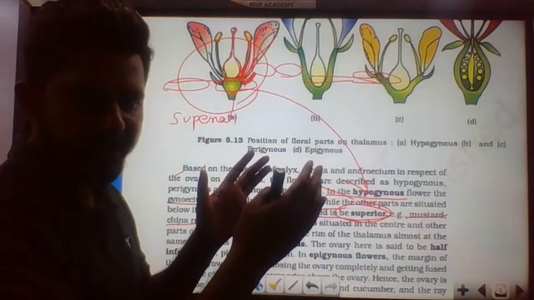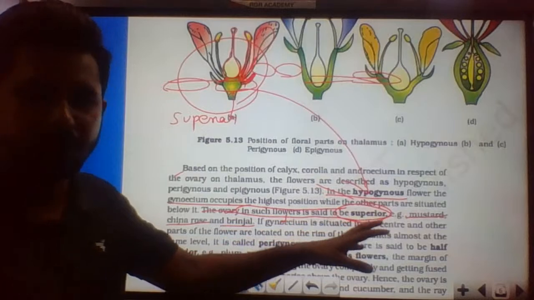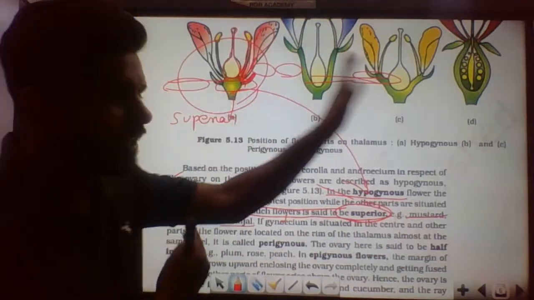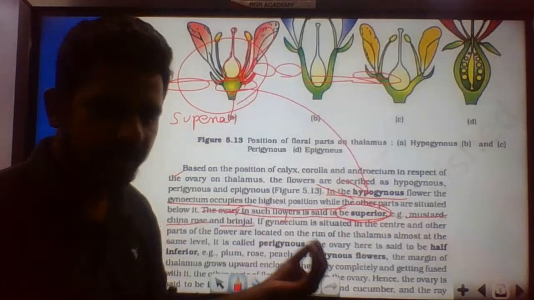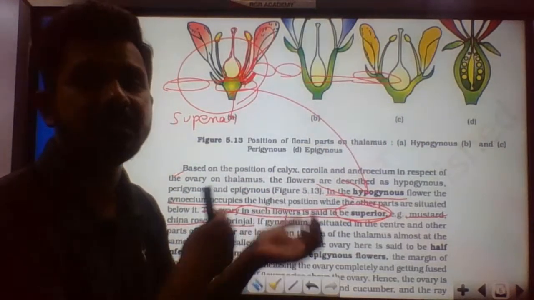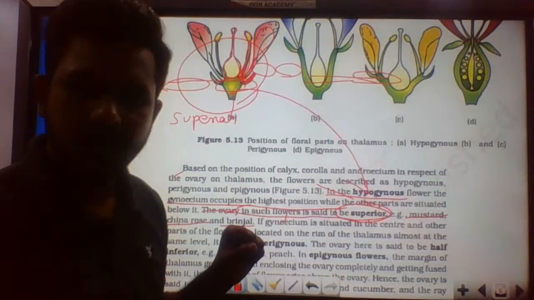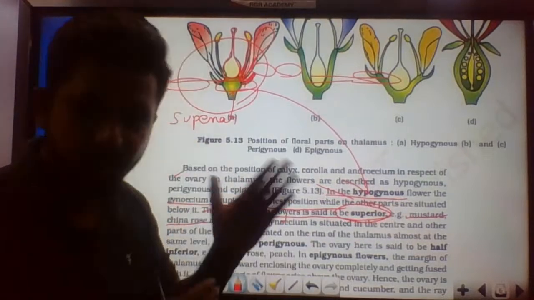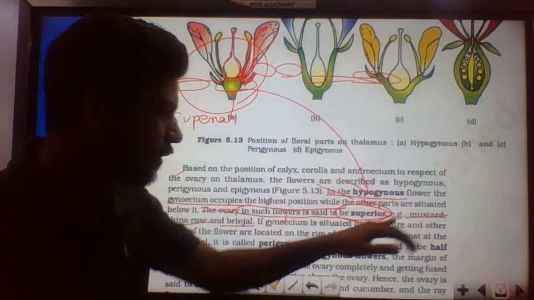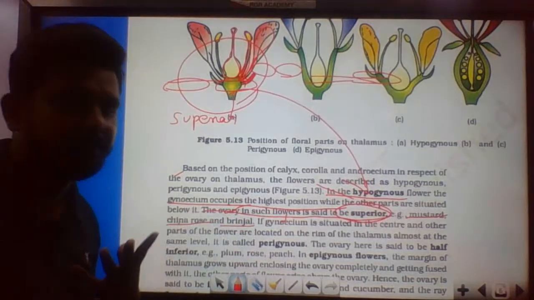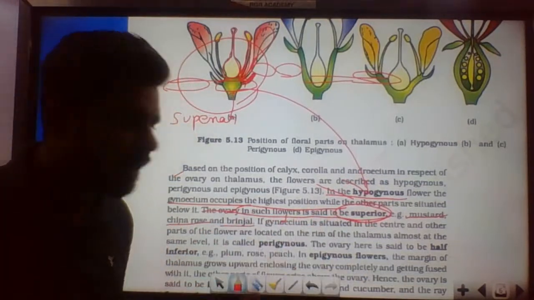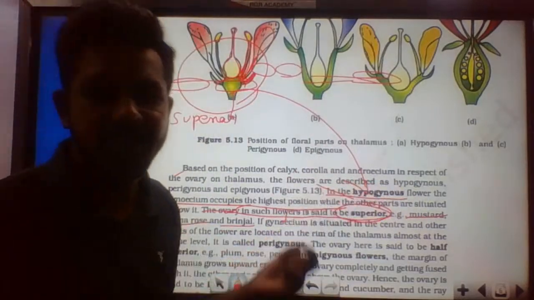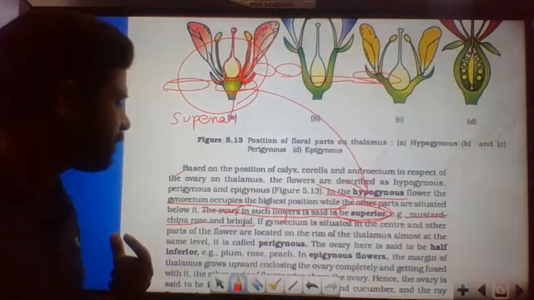If you assume there is a match type of question, one column consists of ovary or flower type, hypogynous or superior. The next column consists of the examples. Then they ask us to select which one is correctly matched and which one is incorrectly matched. For answering these questions we have to remember these names. You have to remember them at the last exam time. Mustard, China rose and brinjal, these three plants have hypogynous flowers and superior ovary. Their ovary is a superior one.